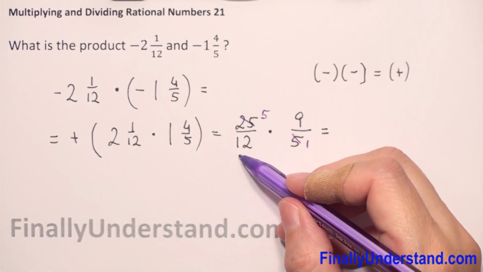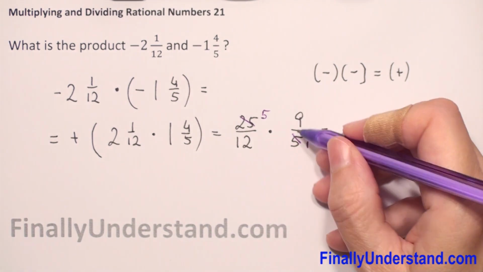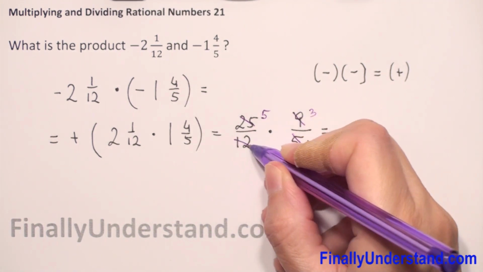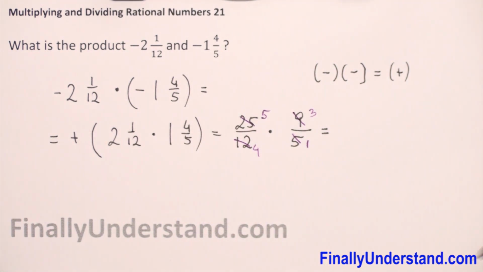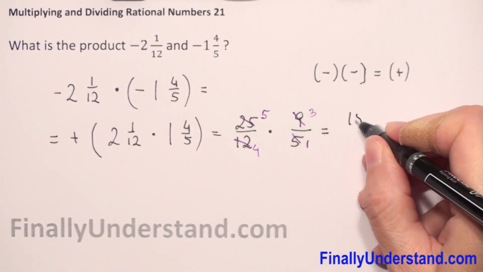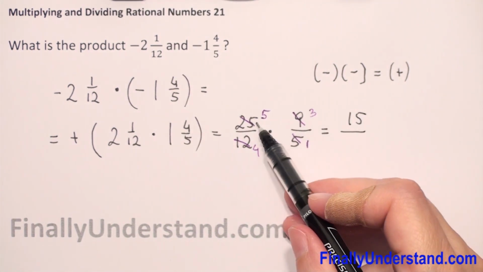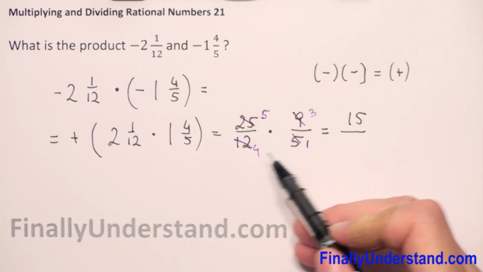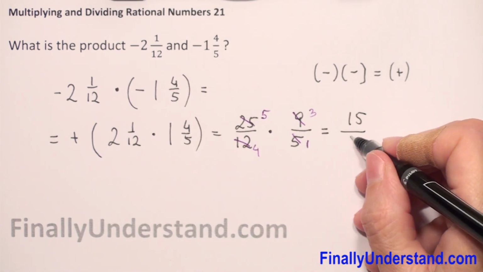And we have 9 and 12. We can divide by 3. So it will be 3 and 4. So this is equal, 5 times 3 is 15. We multiply fractions, numerator times numerator, denominator times denominator. So 4 times 1 is 4.